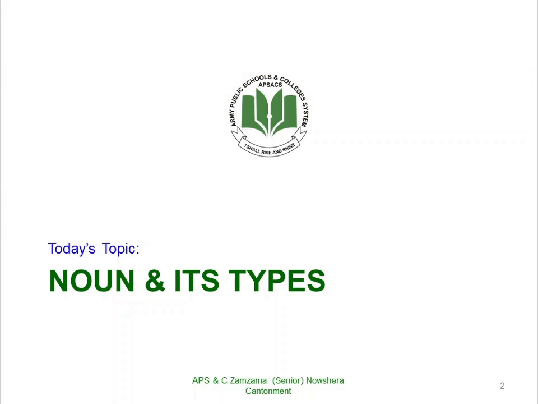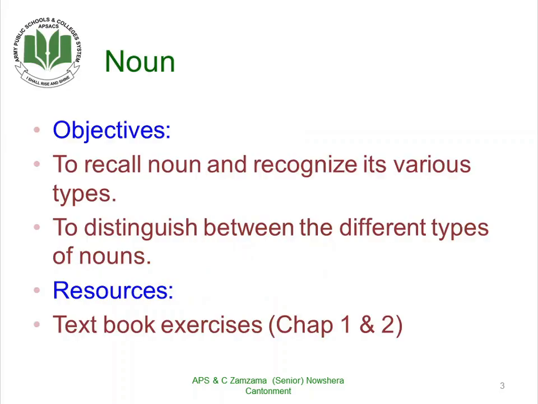The topic for today is noun and its types. Though it's a very simple and easy topic, it is included in your course, so I wanted to revise all the concepts again with you so that it is easier for you to solve the exercises in your textbooks. So let us proceed further. We're going to study noun. That is our topic for this lecture.